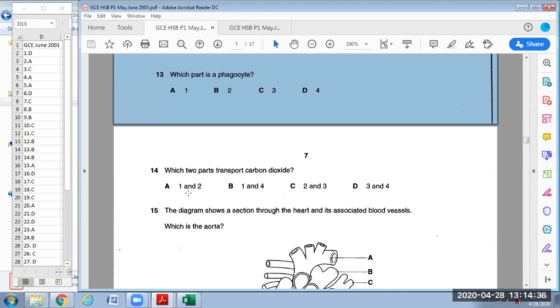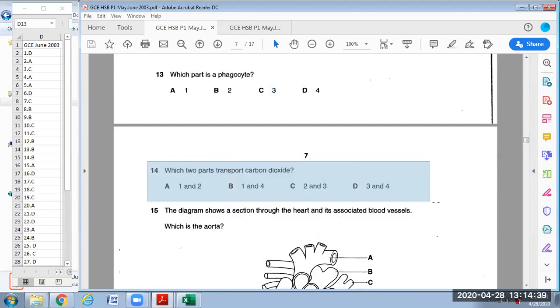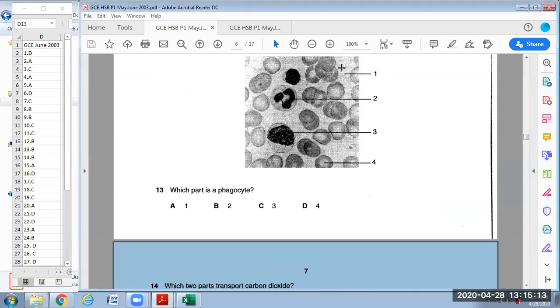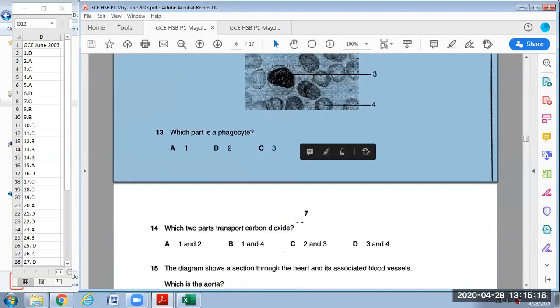Number 14. Which two parts transport carbon dioxide? B, both 1 and 4. Carbon dioxide is transported in the plasma of the blood.